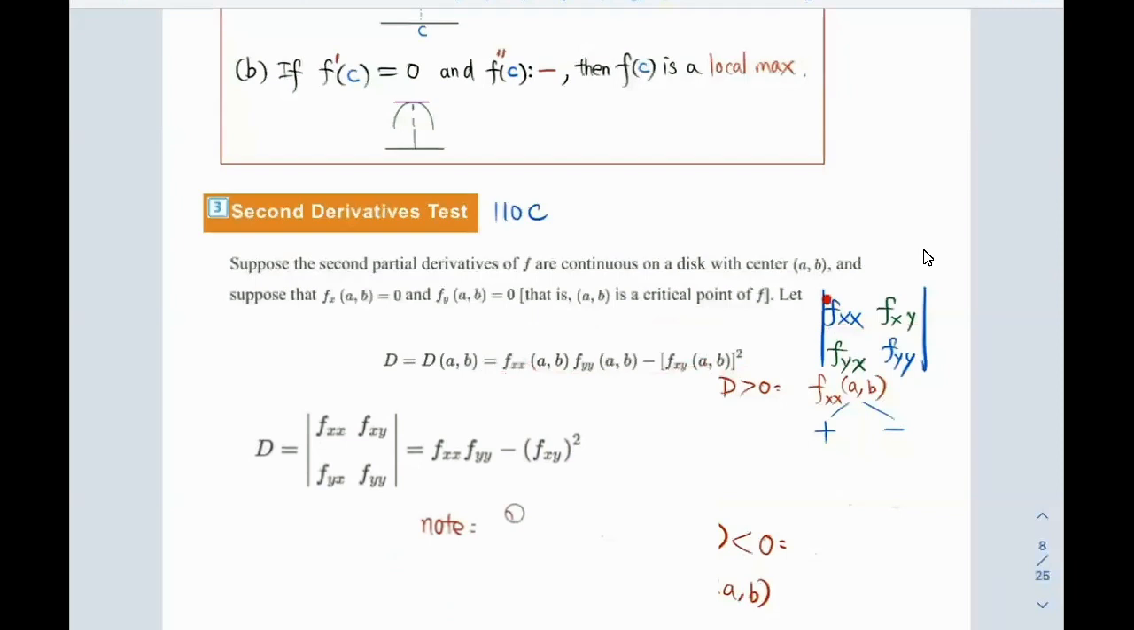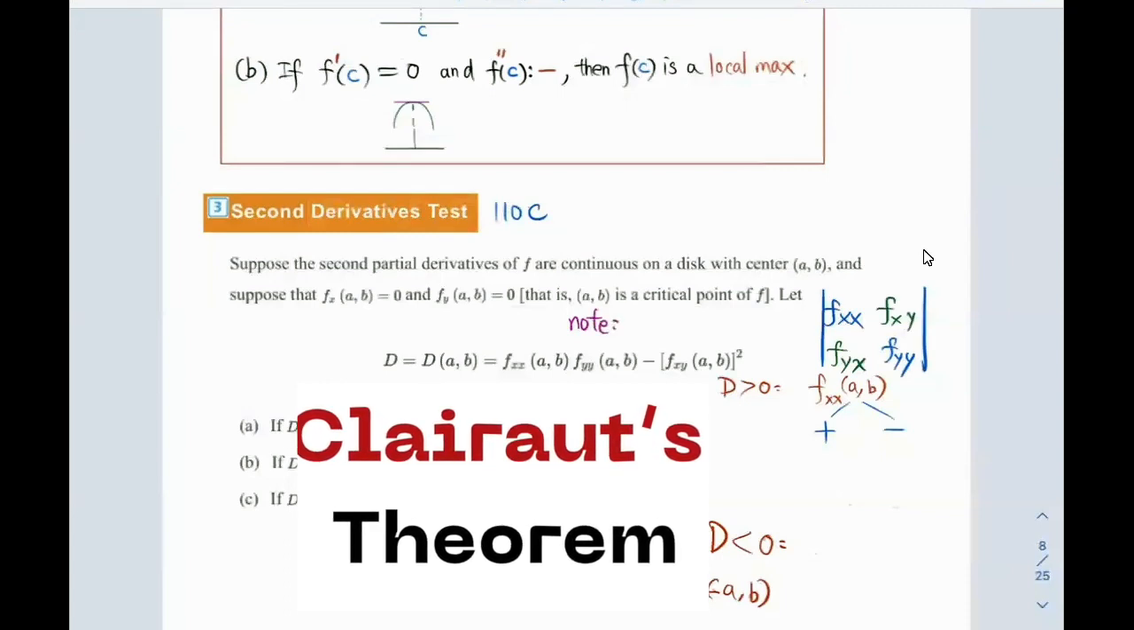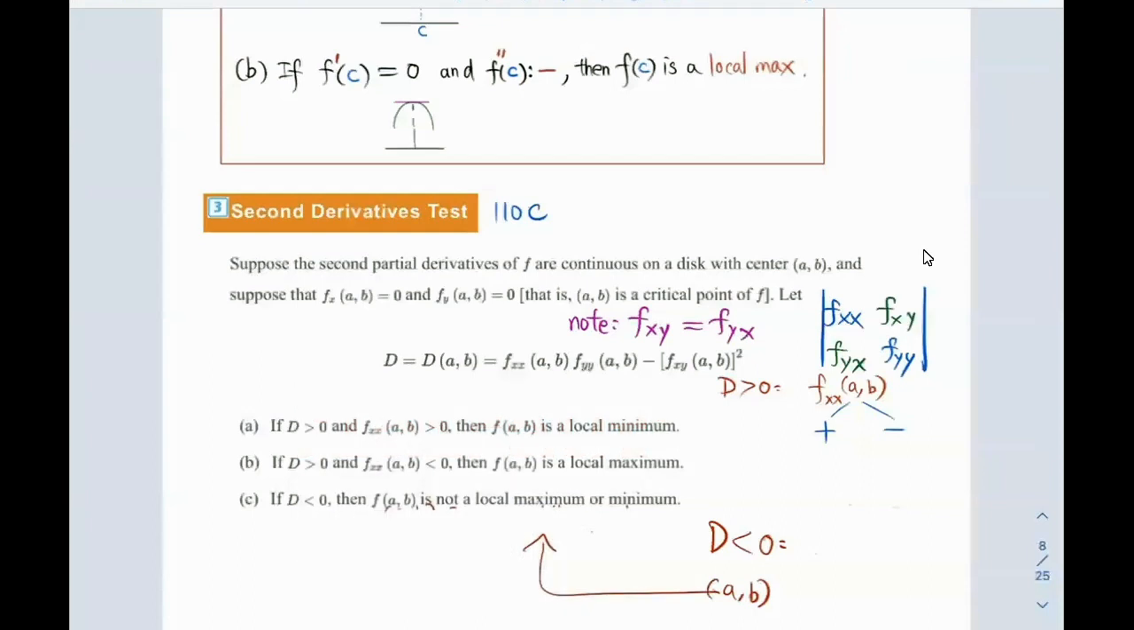This expression actually corresponds to the symbolic determinant of this matrix. So you have fxx times fyy, subtracting fxy times fyx. But here it says fxy squared. What's the reason? Because by Clairaut's theorem, fxy equals fyx if the function satisfies those conditions, and all the functions we encounter here satisfy that condition. So these two are equal, and that's why they put fxy squared here. So it's this times that, subtracting this times that. That is the D over here.